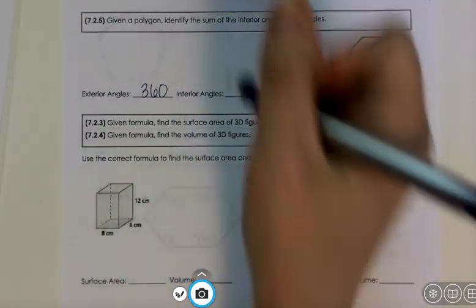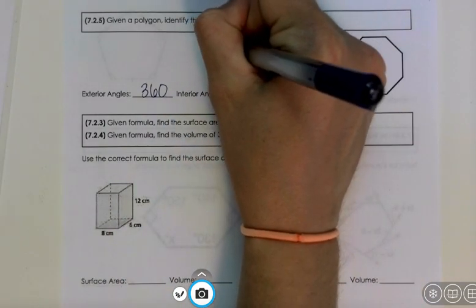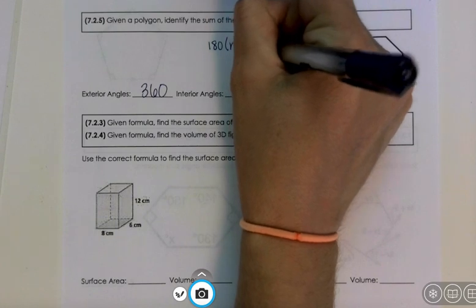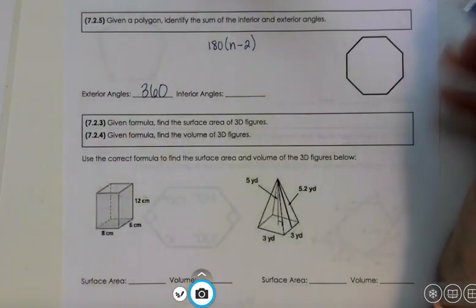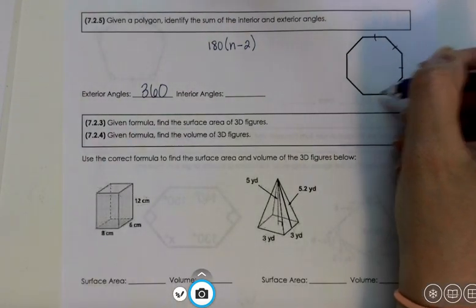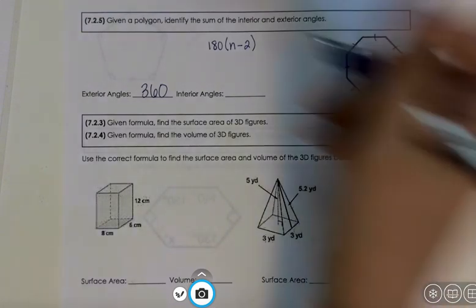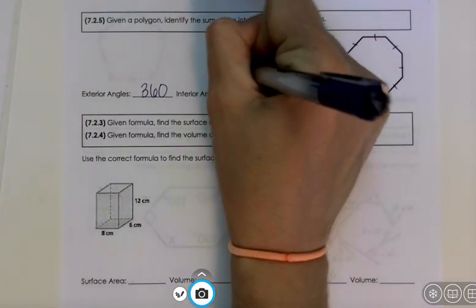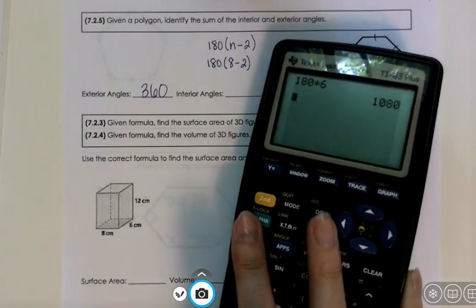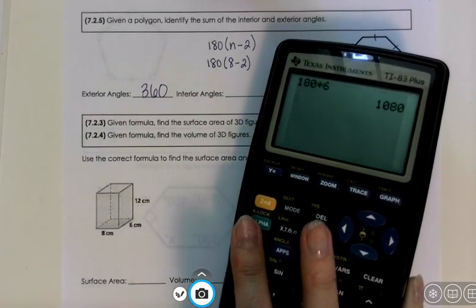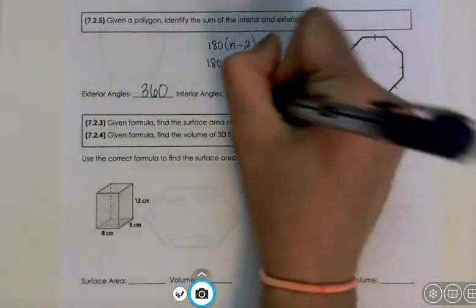For my interior angles, we had a formula where we had 180 times n minus 2, where n is the number of sides. So looking at my shape, I have 1, 2, 3, 4, 5, 6, 7, 8 sides. So I can do 180 times 8 minus 2. And when I do that in my calculator, I'm just going to do 180 times 6 because 8 minus 2 is 6. So the sum of my interior angles is 1,080.